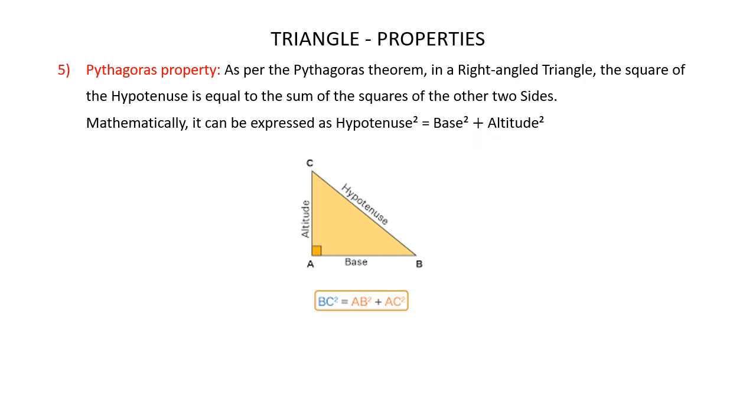Look at this right angled triangle ABC. Here angle A is 90 degrees. The side opposite to this angle is BC and BC is known as the hypotenuse. Now here in this right angle triangle, the side BC is the hypotenuse, the side AB is the base, the side AC is the altitude. So, according to the Pythagoras theorem, for this right angled triangle, BC squared is equal to AB squared plus AC squared.